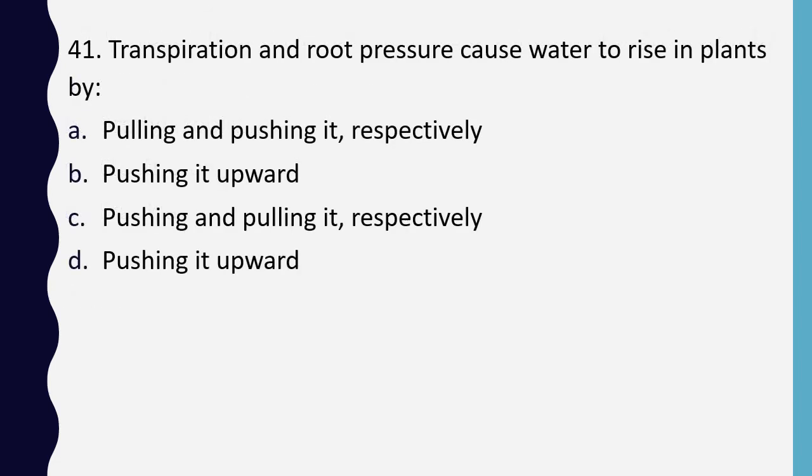Question number 41. Transpiration and root pressure cause water to rise in plants by pulling and pushing it respectively, pushing it upward, pushing and pulling it respectively, pushing it upward. The correct answer is option A, by pulling and pushing it respectively. Transpiration pulls the water and root pressure pushes the water upwards.